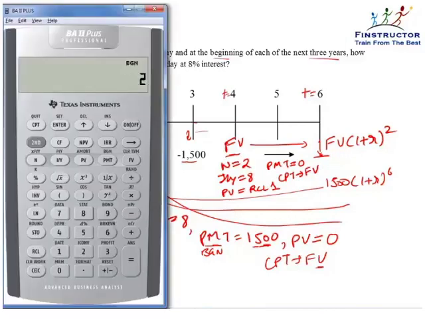So press the button 2 and press N, press 8 and press I/Y. Recall 1 and press PV. No payments coming in the 2 years and compute FV. So the FV comes out to be 8514.60 and that is the final answer. That is the value at t equal to 6.